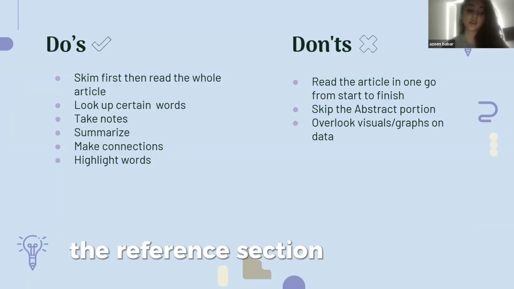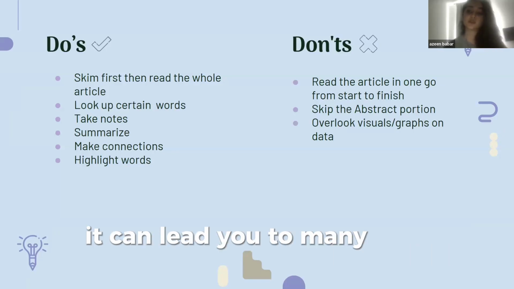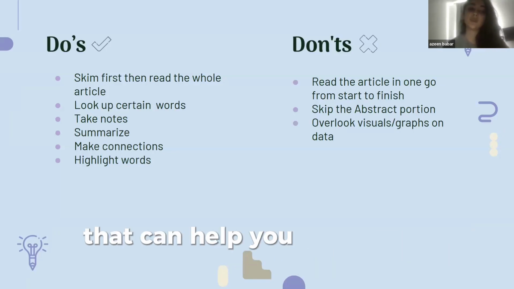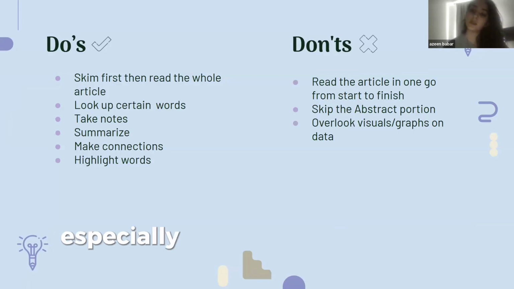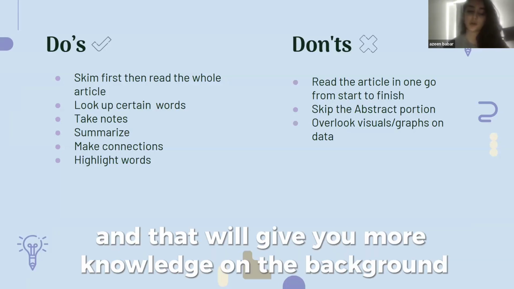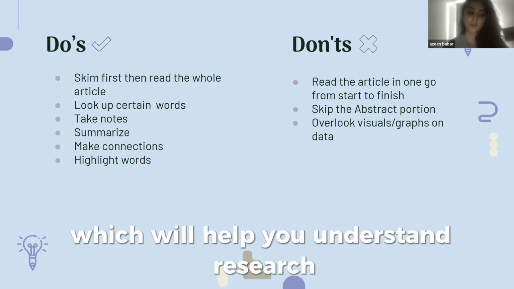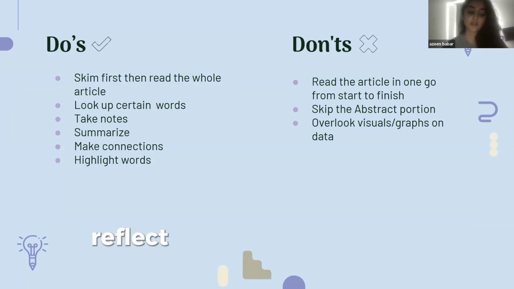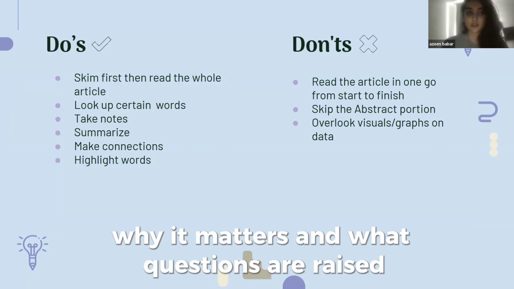The reference section is amazing. It can lead you to many more sources on that topic that can help you understand things, especially if you don't understand the background knowledge in the introduction section. Go to the references that they cited in the intro section, and that'll give you more knowledge on the background, which will help you understand research. Reflect on what the research means, why it matters, and what questions are raised.